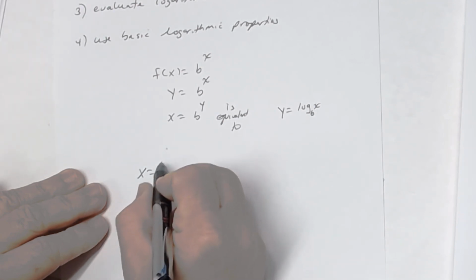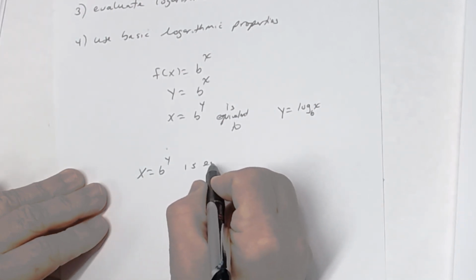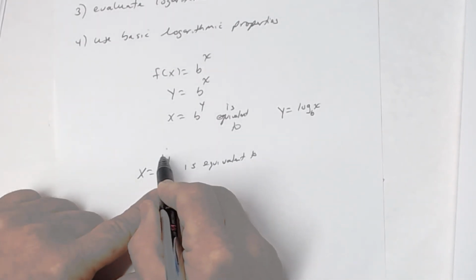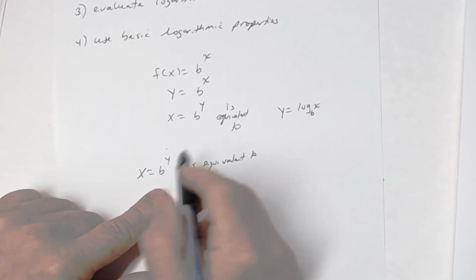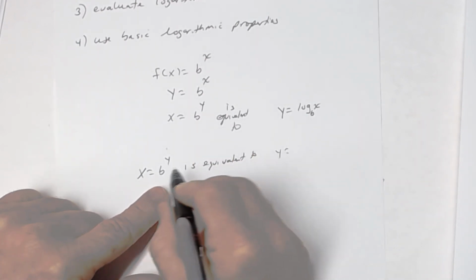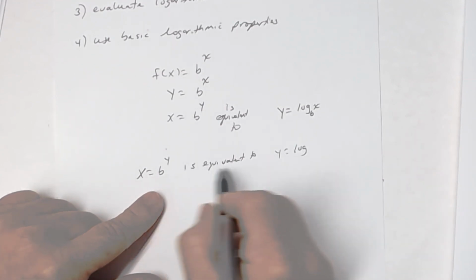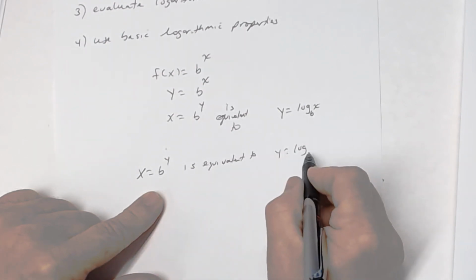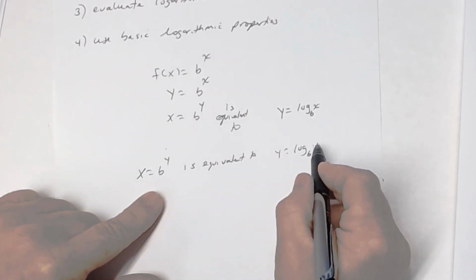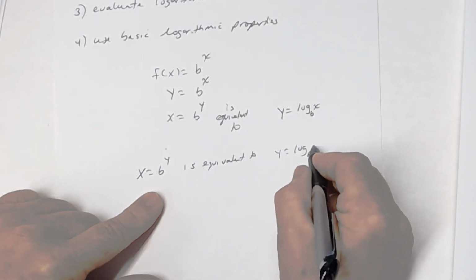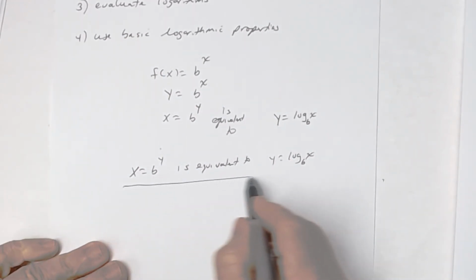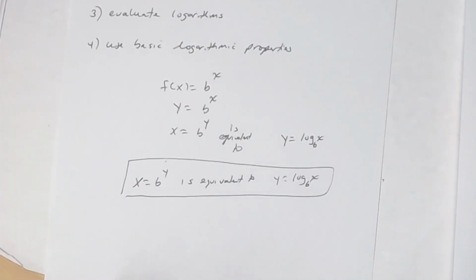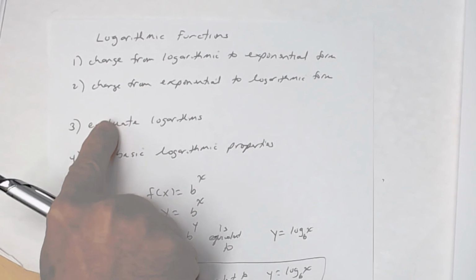X equals b to the y is equivalent to, remember, solve for the, just think of the exponent. So y equals, and we just remember what you said, the exponent is a logarithm. So log, and then the rest is easy. The base of the log is the base of the exponential. And then the argument, which you're taking the log of, is what's on the other side. All right? And then that's what you have to remember. Once you remember that relationship, then all of this becomes easy.